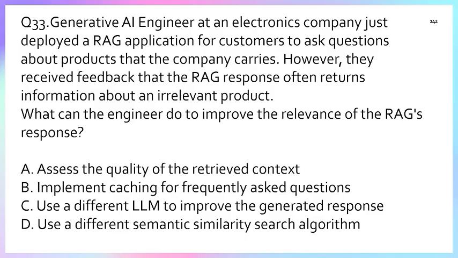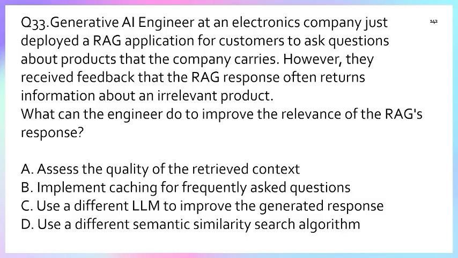Option A, assess the quality of the retrieved context. This directly addresses the root cause. If the RAG response is irrelevant, the first step is to check what information the system is retrieving from the vector store, right? By examining the retrieved chunks, the engineer can determine if the embedding model or chunking strategy is at fault. This is the most logical and fundamental step in debugging the RAG system. Assess the quality of the retrieval process. Option A is the correct answer.